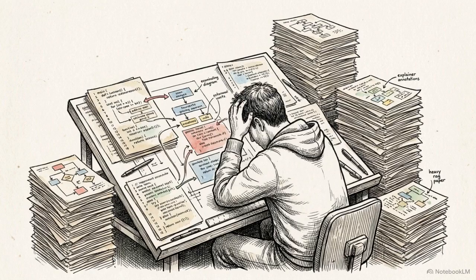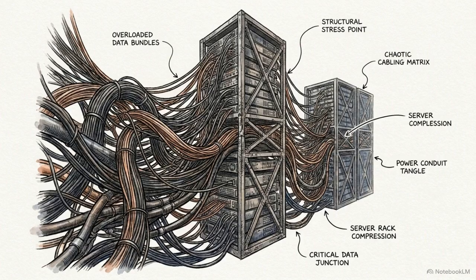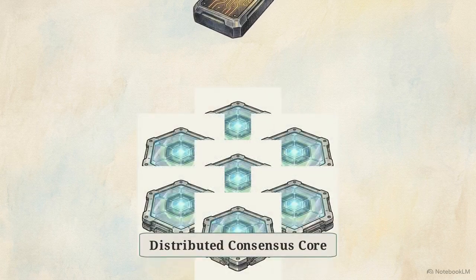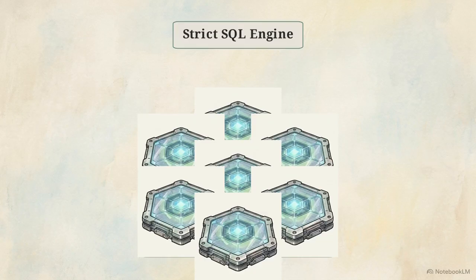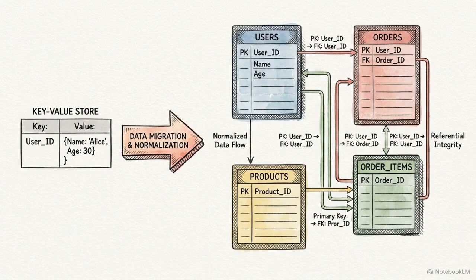Consequently, engineers spent decades compromising. They either built complex application-side logic to handle NoSQL's lack of relations, or they accepted the hard limits of a monolithic database. Google's Spanner solves this by layering a strict SQL engine directly on top of a distributed consensus core. It wasn't originally designed this way. Spanner began as a highly available key-value store and evolved over 7 years into a fully featured relational database.